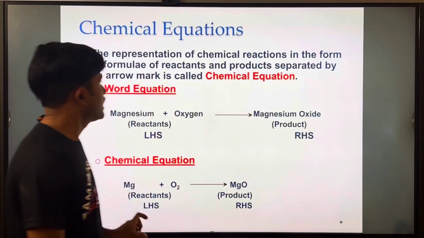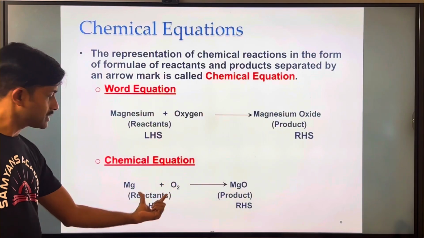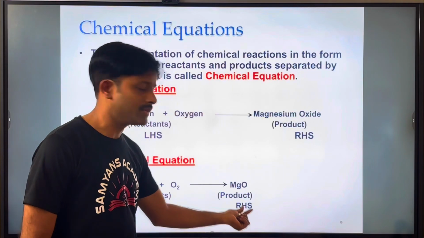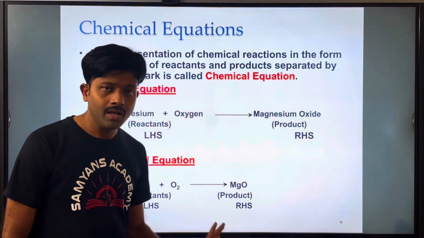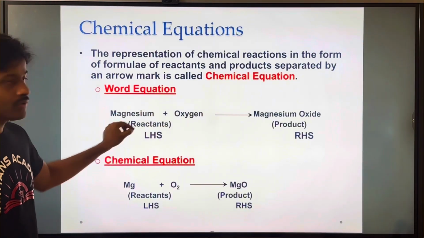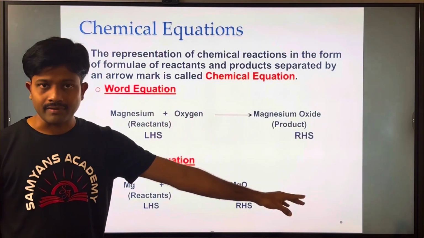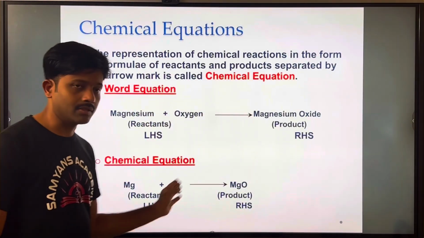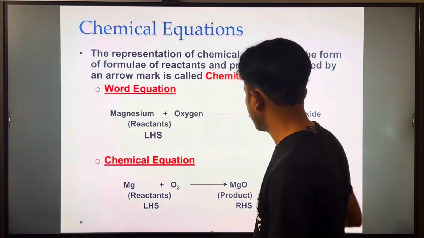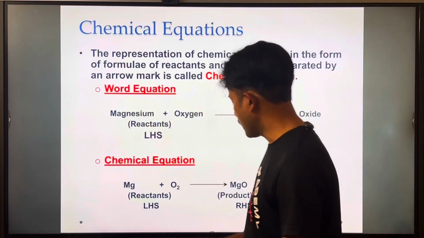Now in a chemical equation, we represent the reactants and products with symbols and formulas, and we keep one arrow mark between them. This represents the chemical equation. If the equation is written in words, for example magnesium plus oxygen gives rise to magnesium oxide, it is called a word equation. On the left hand side you write the reactants, and on the right hand side you write the products, and you separate the reactants and products with the arrow mark.